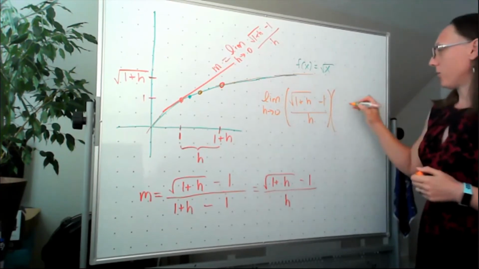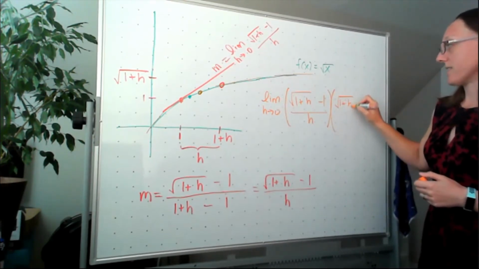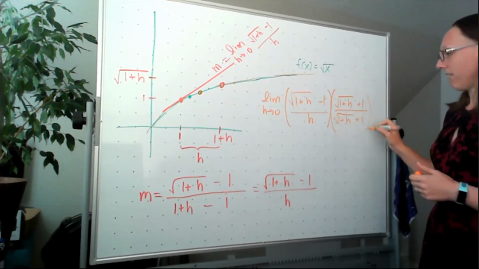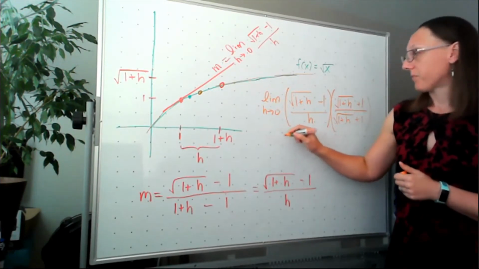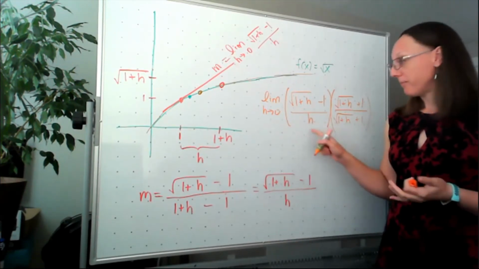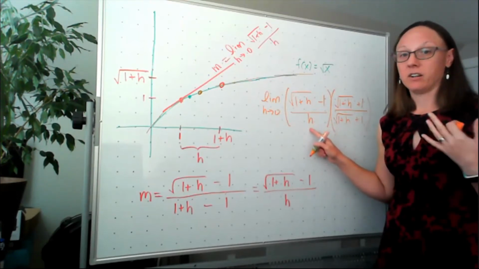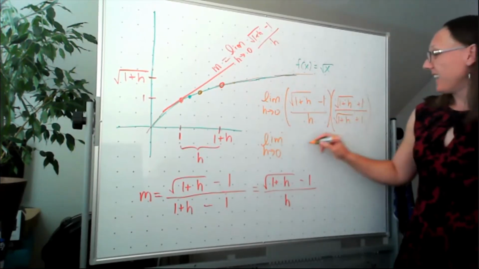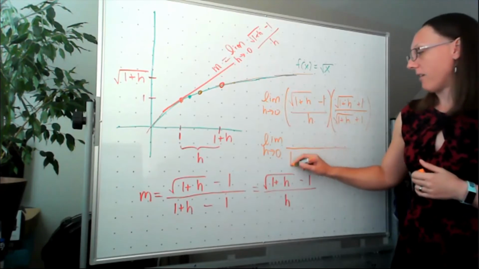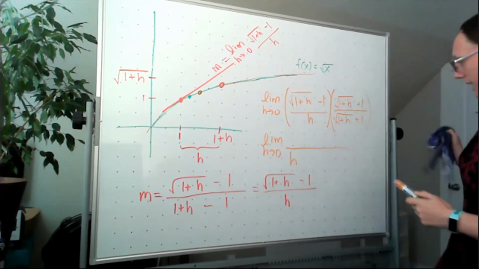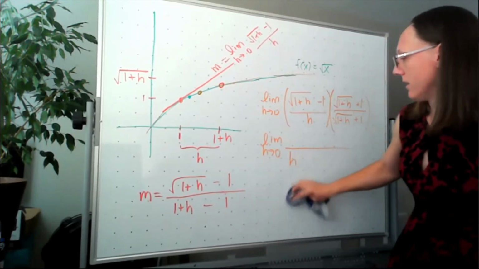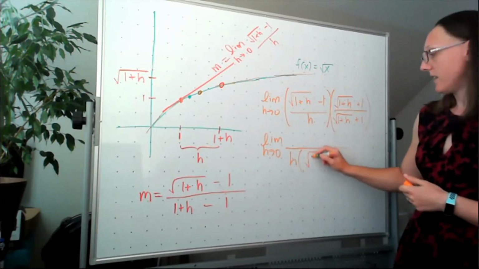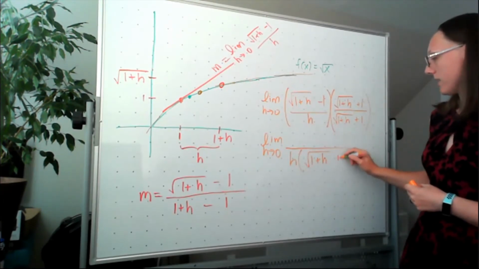So if I come in here and multiply by the conjugate, meaning the square root of 1 plus h plus 1, over the square root of 1 plus h plus 1 again. The whole reason we're multiplying by the conjugate is to hope that the h in the denominator goes away. So I'm not going to multiply the denominator out. I'm going to leave that h alone, get myself some parentheses. Got 1 plus h plus 1.